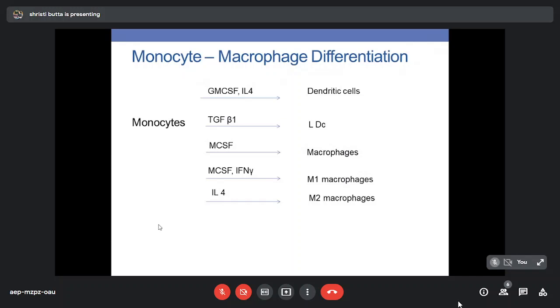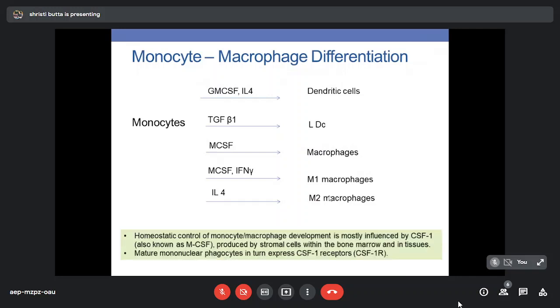Okay, so if we sum it up now, monocytes in the presence of granulocyte macrophage colony stimulating factor and interleukin 4 change into dendritic cells. In the presence of TGF beta 1, they change into Langerhans type dendritic cells. In the presence of MCSF, they change into macrophages. In the presence of MCSF and interferon gamma, they change into M1 type macrophages. In the presence of interleukin 4, they change into M2 type macrophages. So this is just a gist of the cytokines and how a monocyte responds to them.